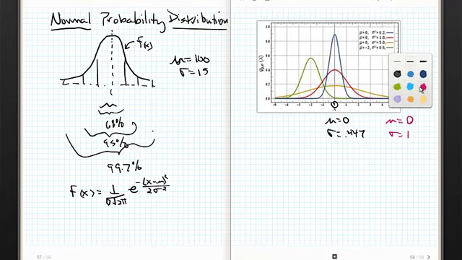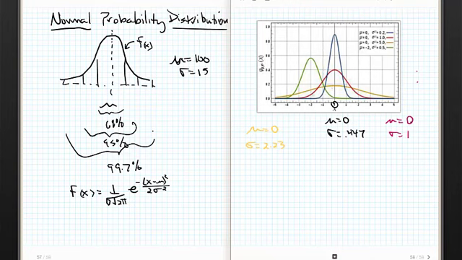For the yellow one, the mean is also 0. And the standard deviation is equal to the square root of 5. I don't know that off the top of my head, but it's a little bigger than 2. Square root of 5, 2.23, which means the data is way far away.